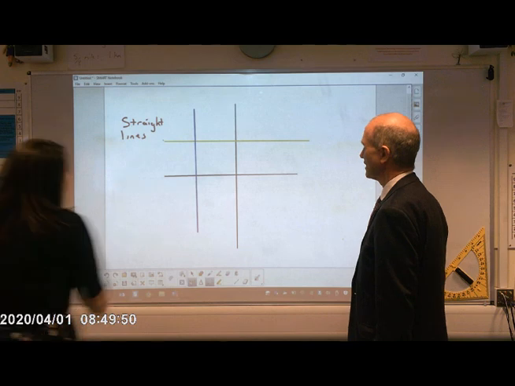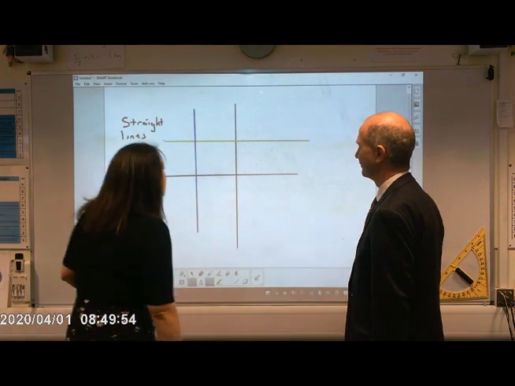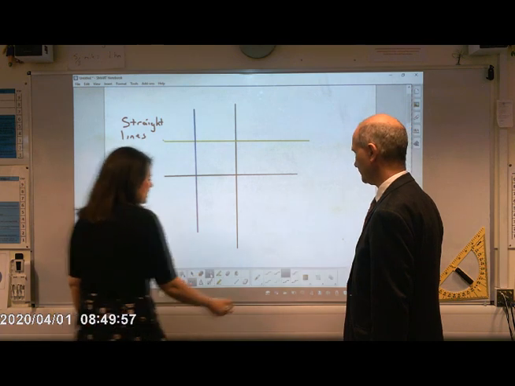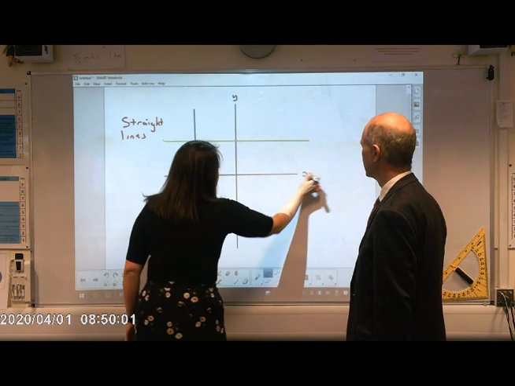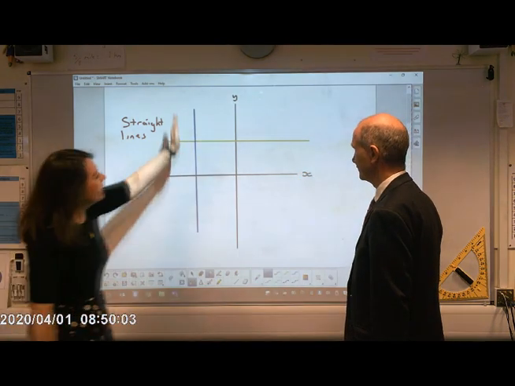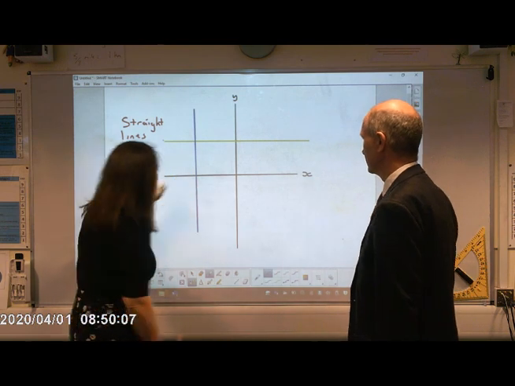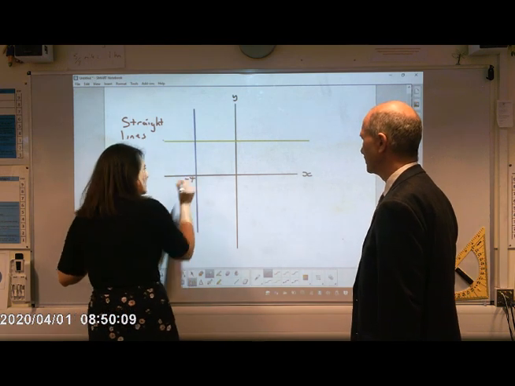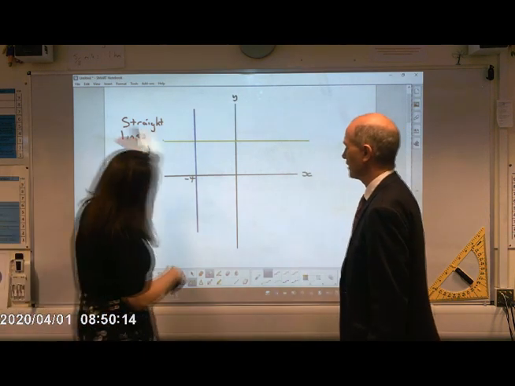So these are average Joe straight lines. These are the basics. Where we have our x-axis and we have our y-axis. So we've got our y here and we've got our x. Now this line is crossing at a certain point on the x-axis. Let's call it -4. So it's going through -4.